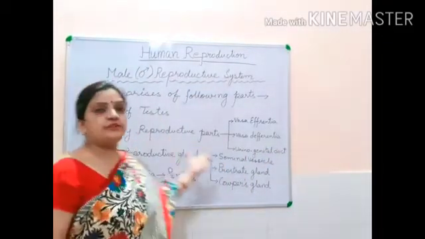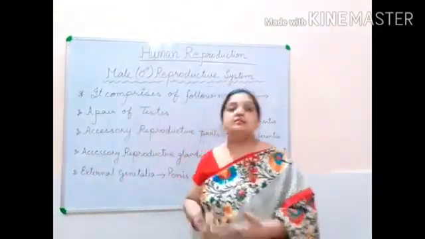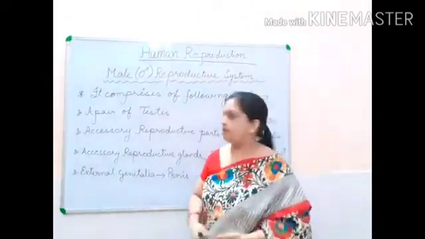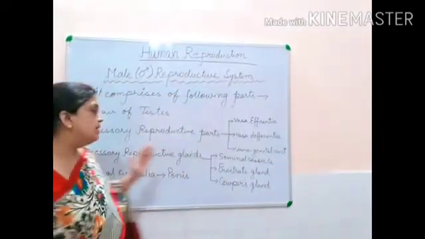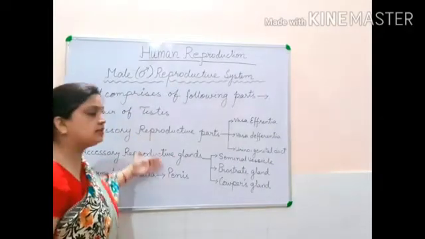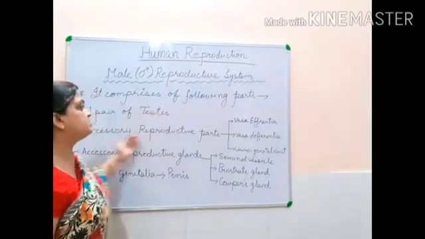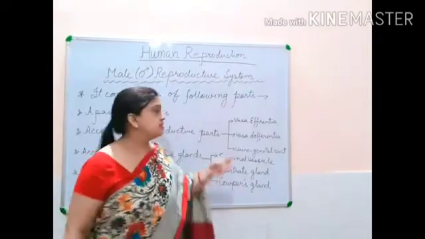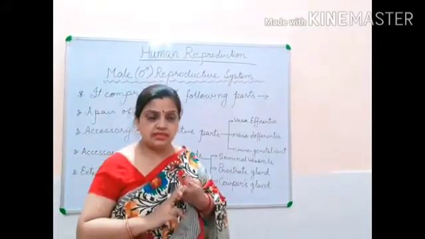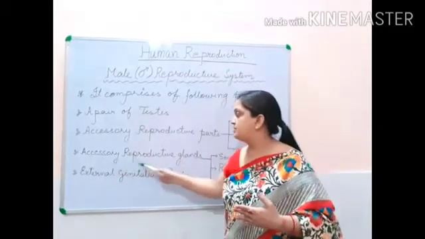Yes, in the last video I discussed that the primary sex organ is the testis, whereas there are some secondary sex organs also which are supporting the primary sex organ. So these accessory reproductive parts, accessory reproductive glands and external genitalia are the parts which will be assisting the testis. So your accessory reproductive part is made up of three parts, that is vasa efferentia, vasa deferentia and urinogenital duct. Now the third part of the male reproductive system is the accessory reproductive glands.